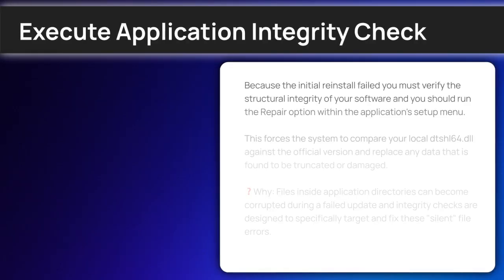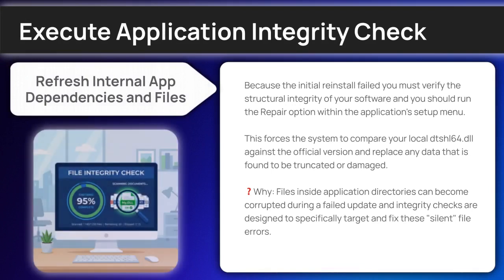Now that the system has rebooted, if the issue persists, let's move on to our next level of troubleshooting. Feel free to pause the video if you need a moment. Because the initial reinstall failed, you must verify the structural integrity of your software, and you should run the repair option within the application setup menu. This forces the system to compare your local DLL file against the official version and replace any data that is found to be truncated or damaged.